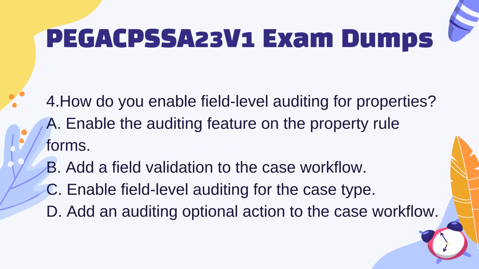4. How do you enable field-level auditing for properties? A. Enable the auditing feature on the property rule forms. B. Add a field validation to the case workflow. C. Enable field-level auditing for the case type. D. Add an auditing optional action to the case workflow.